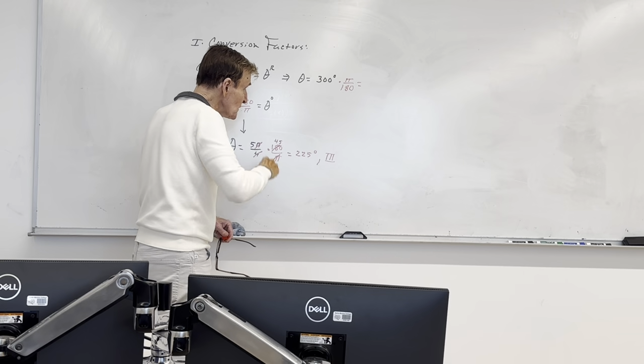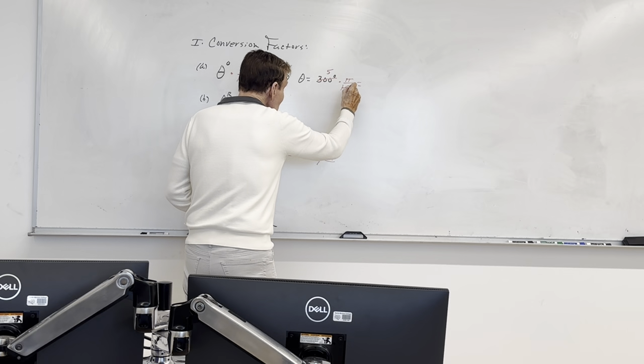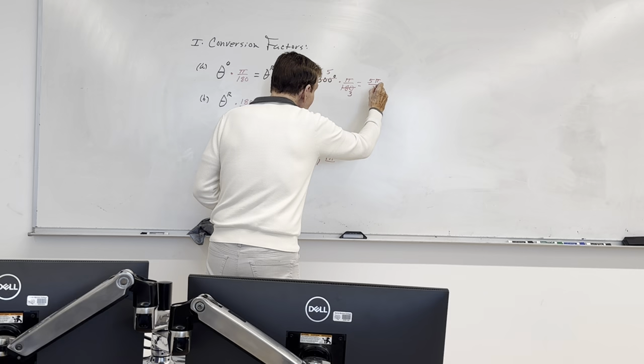And I think that we're reduced down by 60, I think. 60 goes to this, what, 5? And here, what, 3? So is it 5 pi over 3? I did it quickly. Is it?